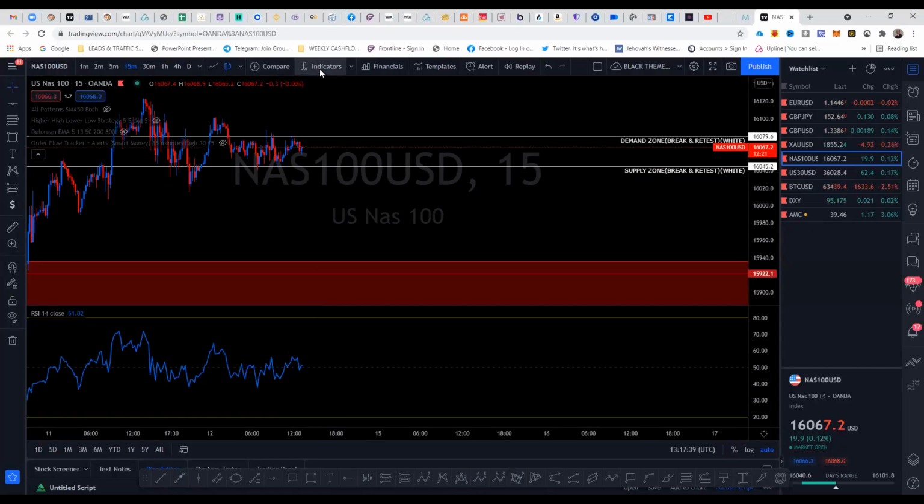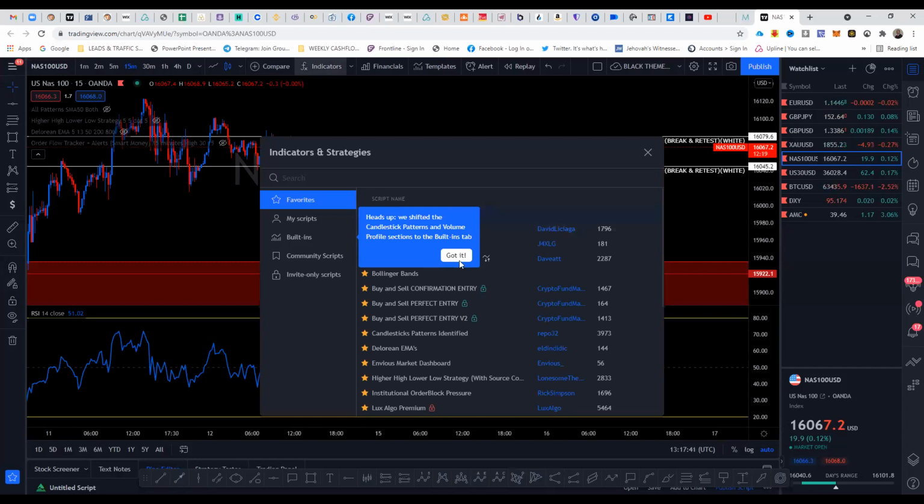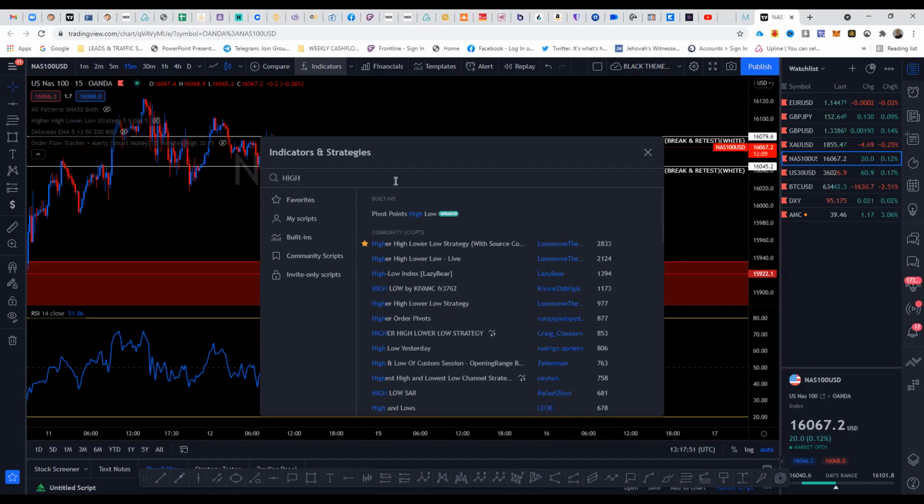So when you go to indicators, I've been using this since Epic days. It was a substitution for the 20 pip and dip indicator. It's the higher high and lower low strategy indicator. This one here. So higher high, lower low strategy. Okay. You don't have to pay for that. That's free.